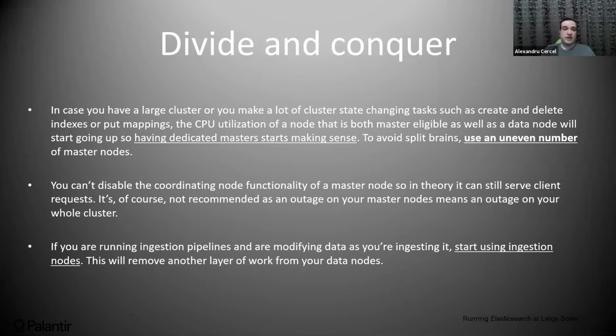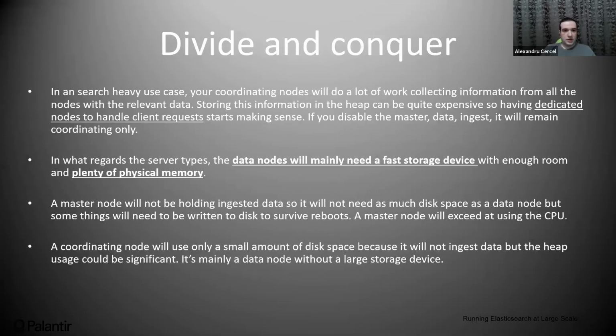You can't disable the coordinating role of a node, so even a master can still serve client requests, and this is really not a good idea. So make sure you don't send a client request to your master. Otherwise, in case you do something wrong and you take down the master, you're going to take down your cluster. If you are running ingestion pipelines and you are modifying the data as it's coming into the cluster, you can use the ingestion nodes to do this.